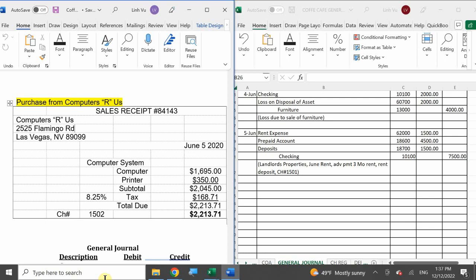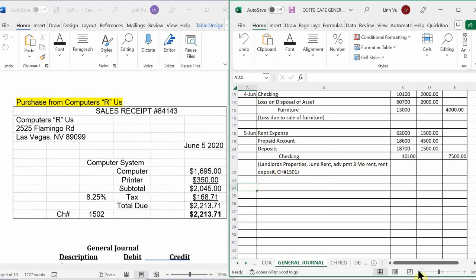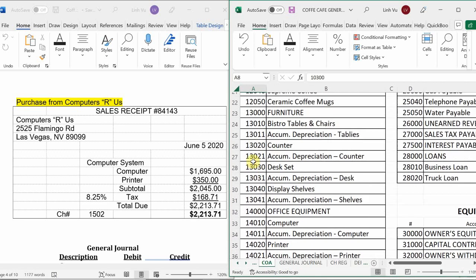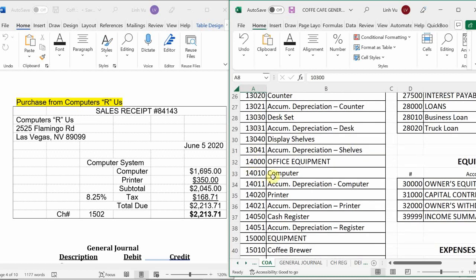So in this case, what did we purchase from Computers R Us? We got the computer system and the printer. Right. So in my chart of accounts, do I have a computer and a printer? Yes, you do. Right here, computer for 14010 and a printer for 14020. So in this case, this is moving into our fixed assets, right? We acquired office equipment. Specifically, I bought a computer and I bought a printer, okay?